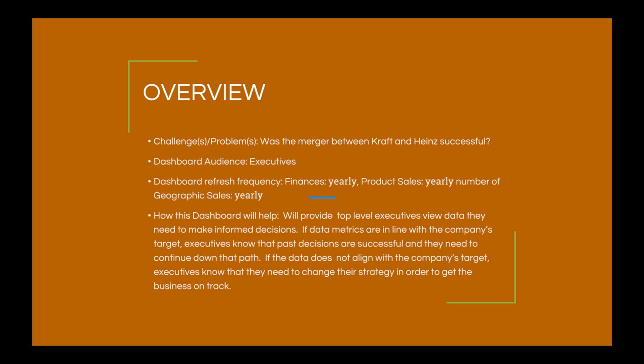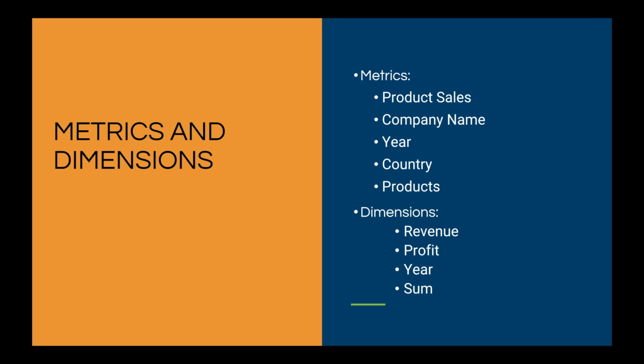How this dashboard will help: it will provide a lot of information to view data to see how their year-end results are, and also see if it's actually improving. The data metrics are in line with the company's target and how past decisions were successful, and what they need to do to continue down that path. If the data does not align with the company's target, they'll need to change their strategy in order to get the business on track. So these are the metrics and dimensions for my dashboard.